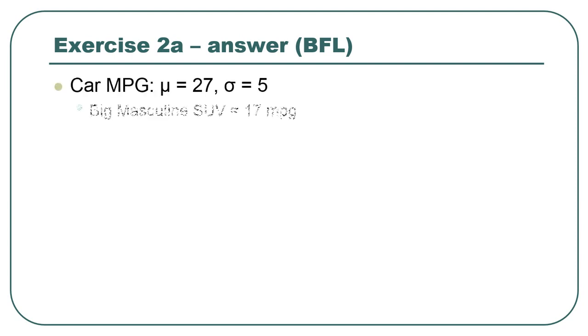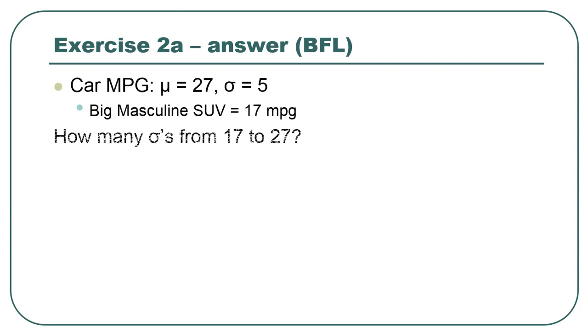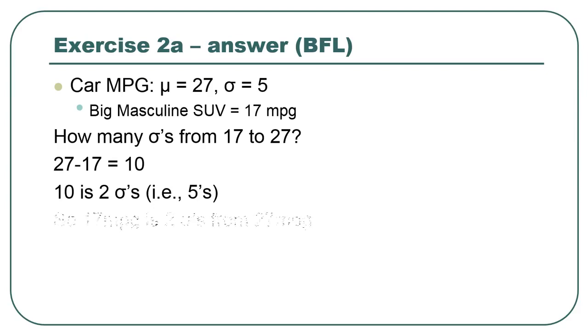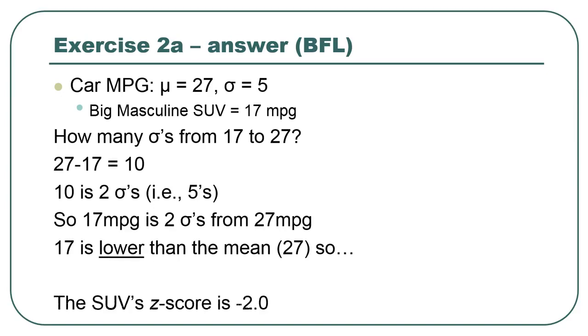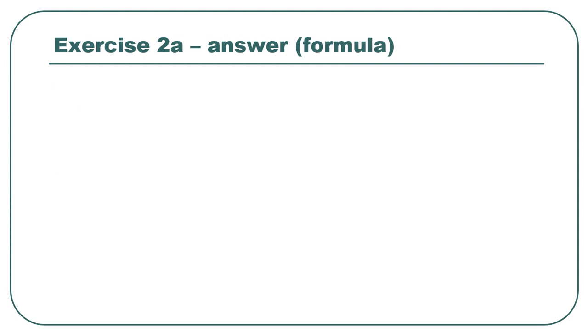So 2A, here's the answer for the SUV. How many standard deviations from 17 to 27, or counting downward from 27 to 17, which is actually what's happening here? 10 points, which is 2 standard deviations, because the standard deviation is 5. So 2 standard deviations below the mean, which means negative 2.0. Working that out with the formula, it's a little bit simpler on paper, but mathematically it's exactly the same as what we just did.